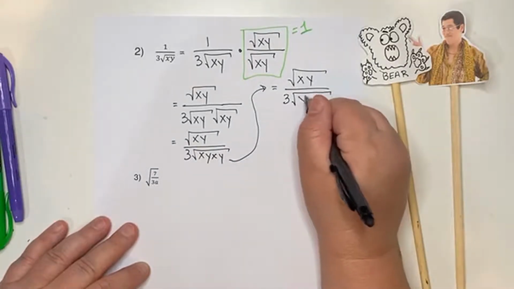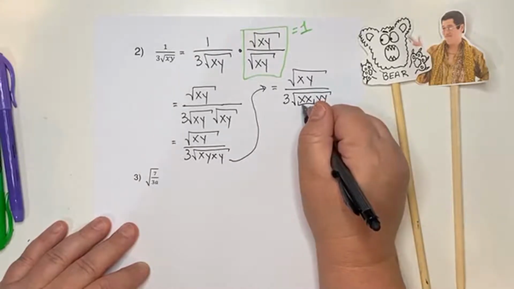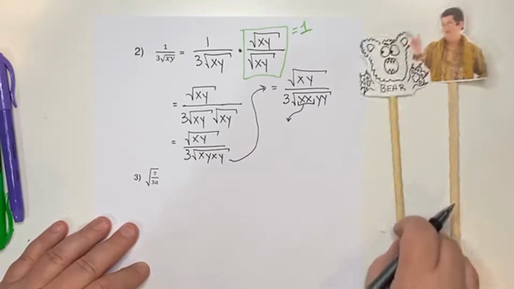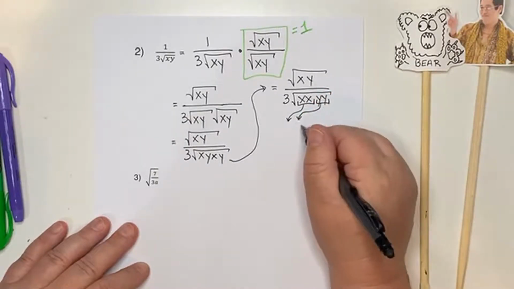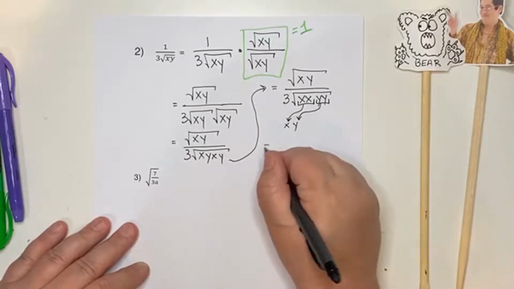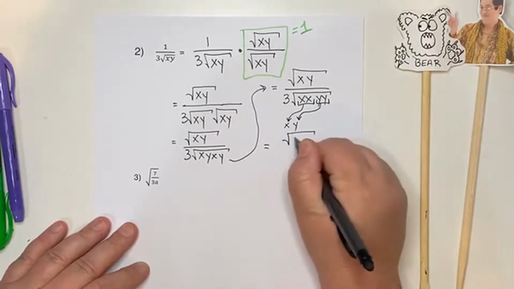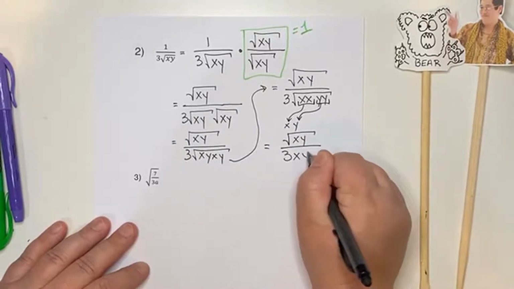So let's see, I've got x, x, y, y. So the x's run, yum, yum. And the y's both run, yum, yum. So the x and the y both can get out. So I've got radical xy. Down in the denominator, I've got 3xy.